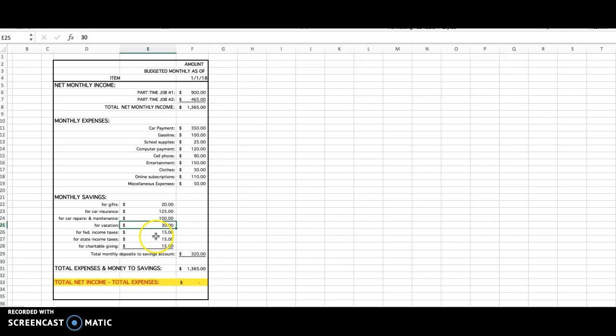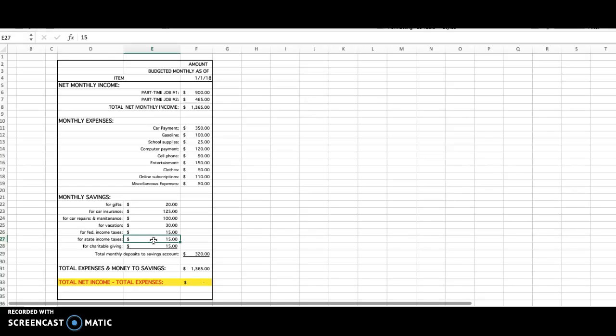We have money put aside for vacations, and then for taxes. As we learned, federal and state income taxes are deducted from your paycheck each week or every 2 weeks whenever you get paid. But at the end of the year, maybe you didn't have enough deducted. So just in case, we have a little bit of money put aside for federal and state income taxes, so that by the end of the year, we have a little bit of extra money there if we needed to pay taxes. If it turns out that we don't need that money to pay taxes, then we have a little extra money for vacations or something else that may come up.